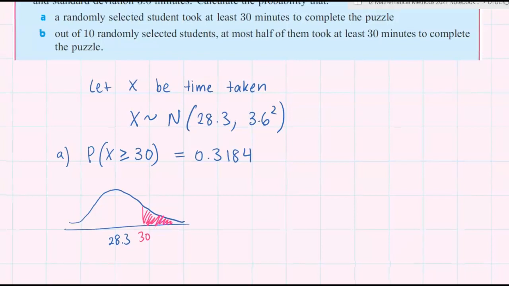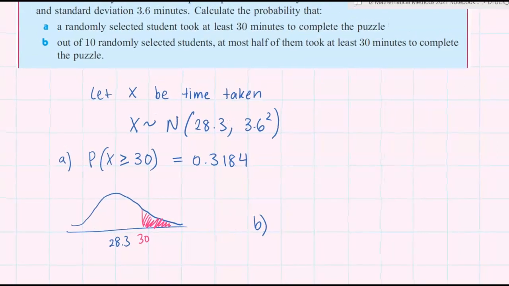Okay, here's the slightly newer bit today. It says, out of 10 randomly selected students, at most, half of them took at least 30 minutes to complete the puzzle. So we have a fixed number of trials, 10 students. We have a probability of success for those students, 0.3184. What type of distribution have we now gone to? Binomial. We have now gone to a binomial.